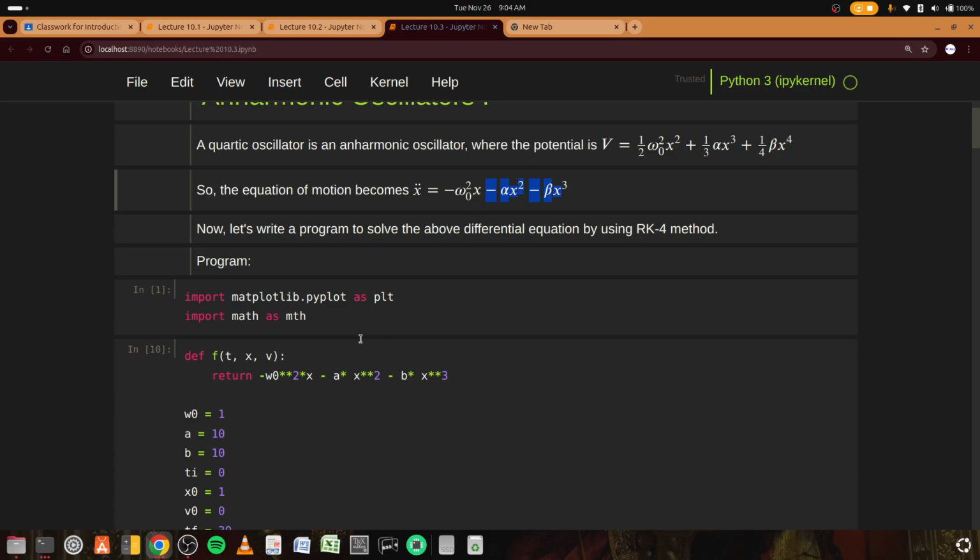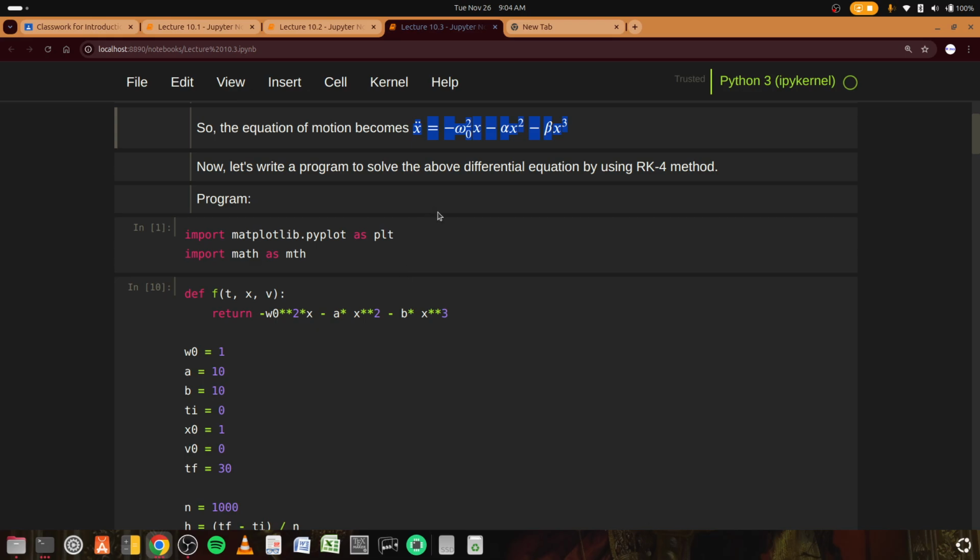Now you have to define this. If this is the differential equation, then what will be f of x, y or f of x, t? Here there will be three variables, t, x and v, where t is for time, x is for position and v is for velocity. So this f of t, x, v will return minus omega square x minus alpha x square minus beta x cube.